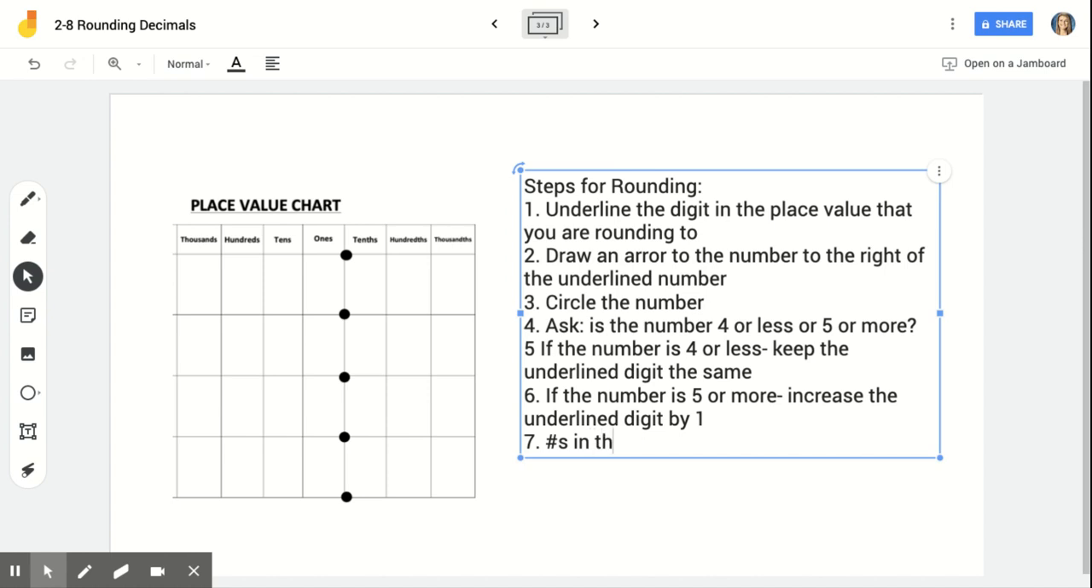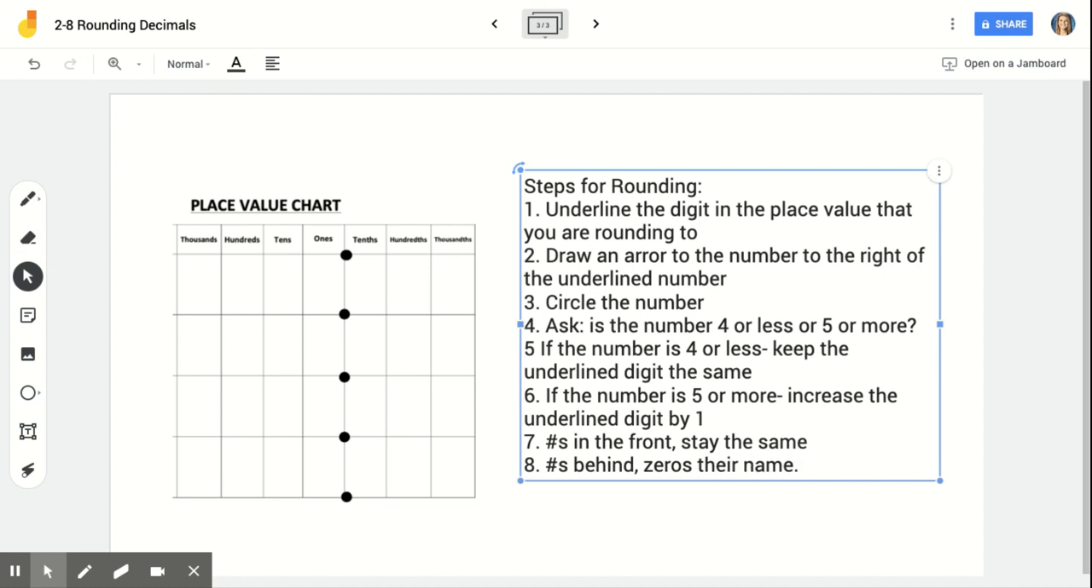So the numbers in front of the underlined digit stay the same. Step number 8, numbers behind, zeros their name. Okay, that's quite a bit of notes. So there's 8 steps now, because I wanted it to be much more detailed than that poem. So go ahead, and if you need to pause, go ahead and pause. If not, that is the end of our video, and we're going to do lots of practice with this.